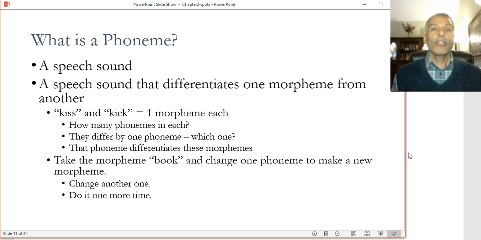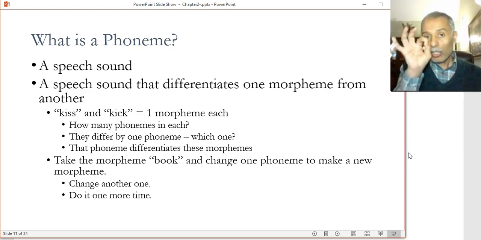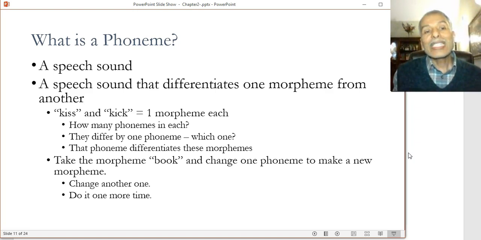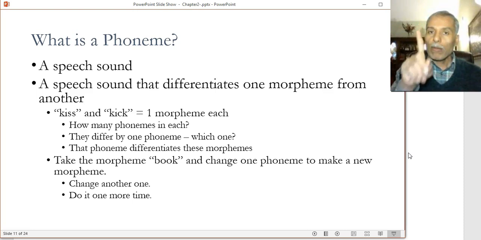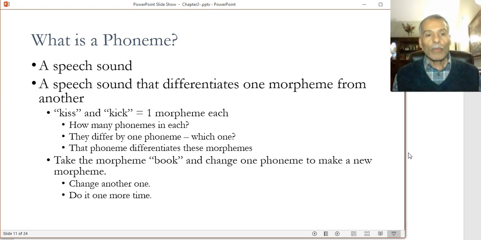It differentiates one morpheme from another. So we have the morpheme kiss, and it means one particular concept. Let's change one single sound. Instead of s, we put the k, so it will be kick. Now we have a new word, totally different, by simply changing one single phoneme. Take the morpheme book and change one phoneme to make a new morpheme. What can you get?